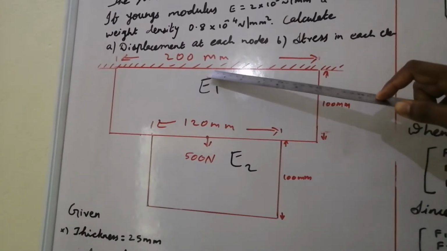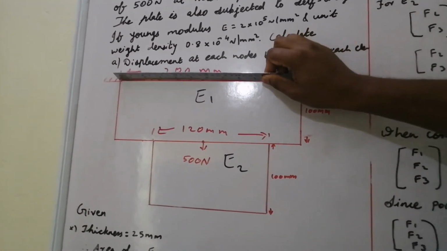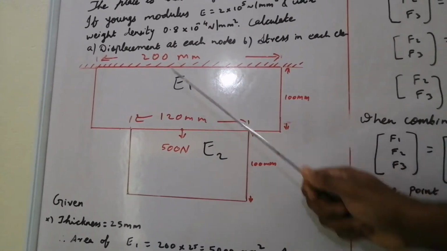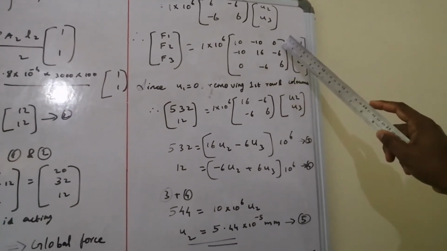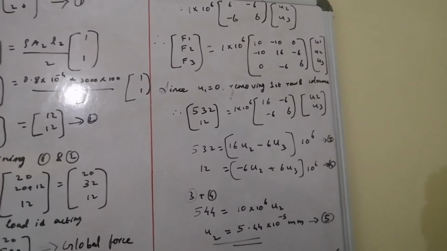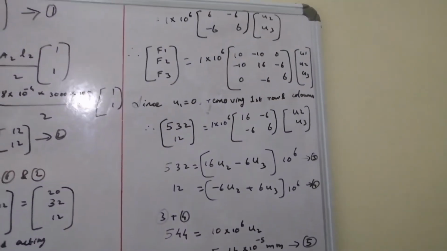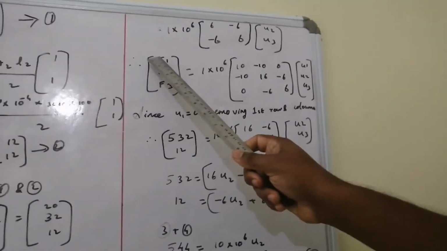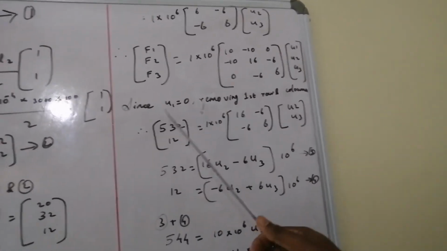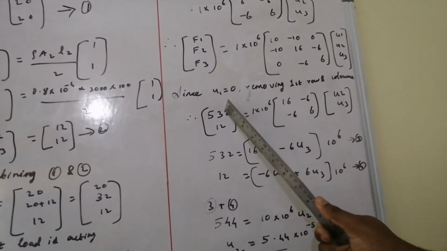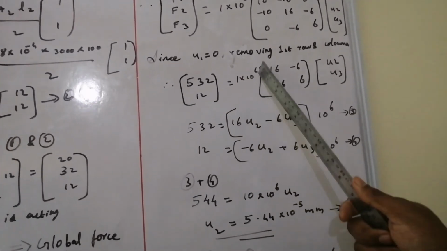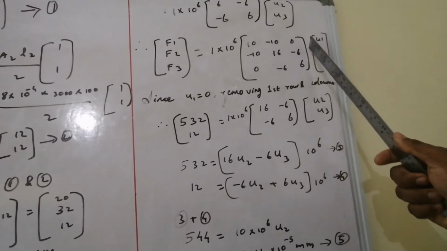And we know that since it is self weight, and it is hanged and fixed in here, U1 will be 0. So we are removing the first row and first column. Since U1 is 0, this is for easy solving of the problem. While removing that, we are removing F1 also. Since we are removing the first row and first column on the right hand side and left hand side, we will get {F2, F3} equal to 1 into 10 power 6 times [16, -6; -6, 6].